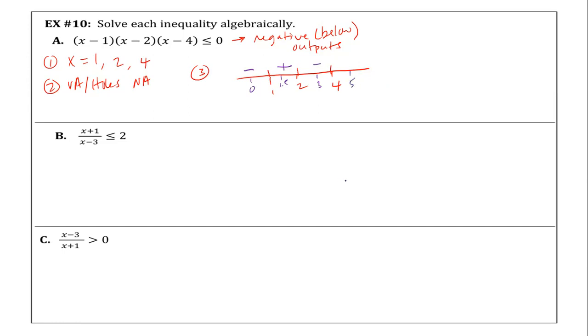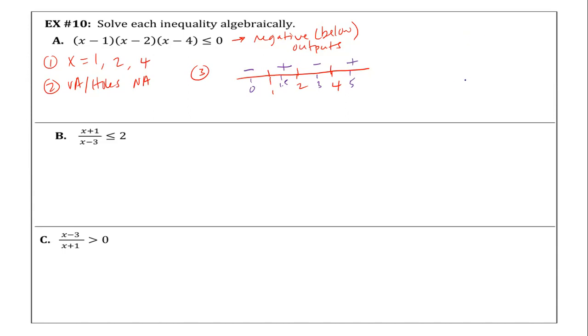Okay, let's do 5. Let's try it. 5 minus 1, positive 4. 5 minus 2, positive 3. 5 minus 4, positive 1. Positive makes it what? Positive. Because all we're focusing on is whether it's negative or positive.